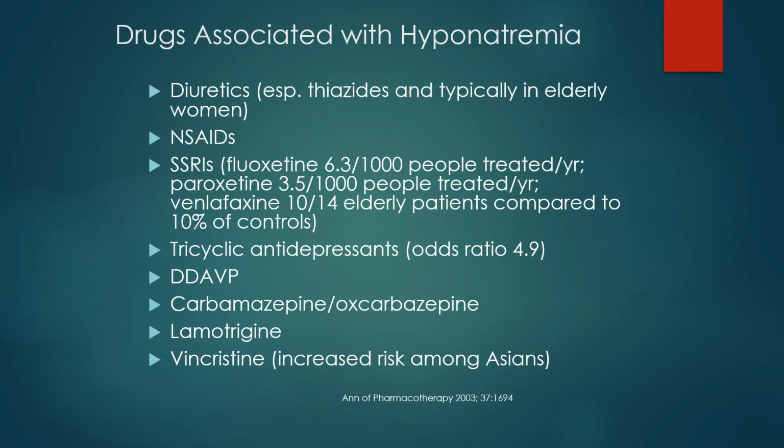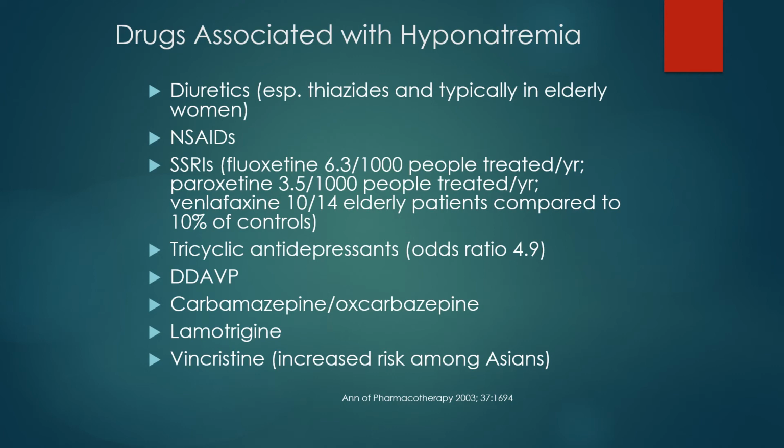This is a list of commonly used drugs associated with hyponatremia. Thiazide-related hyponatremia can give you a SIADH-like picture, frequently occurring within a few days or weeks after initiation of therapy, and is typically seen in elderly females. If thiazide-induced hyponatremia is noted in an individual, that person should not be rechallenged with a thiazide, as hyponatremia is likely to recur. SSRIs and tricyclic antidepressants can also lead to hyponatremia that may be difficult to distinguish from SIADH.